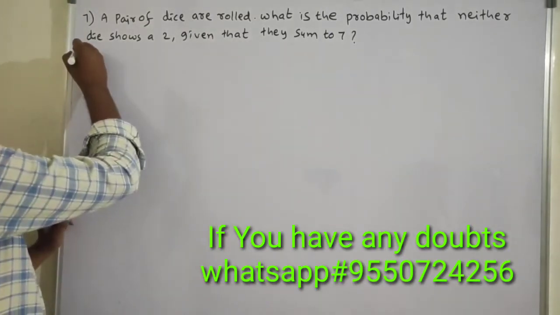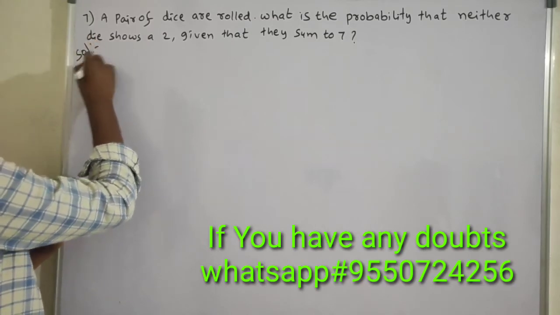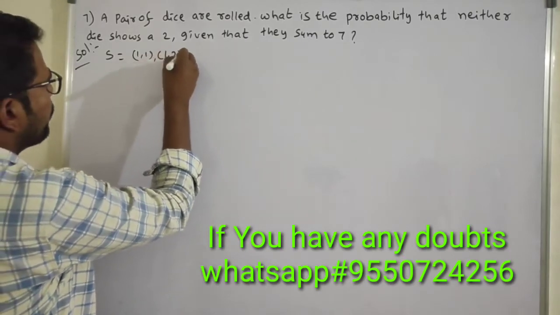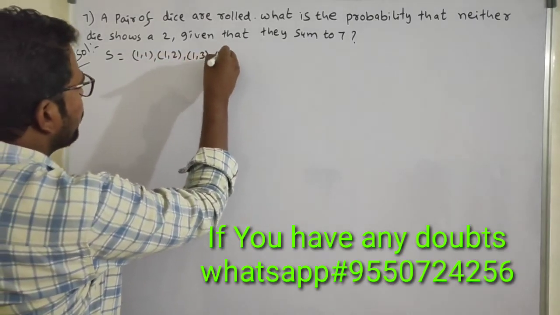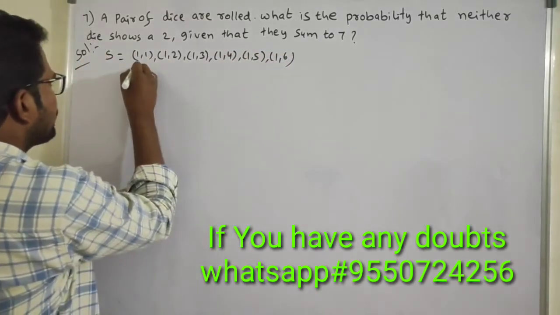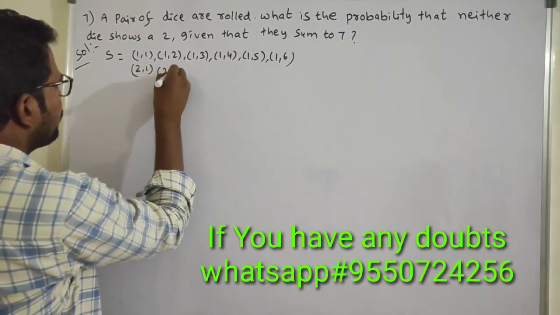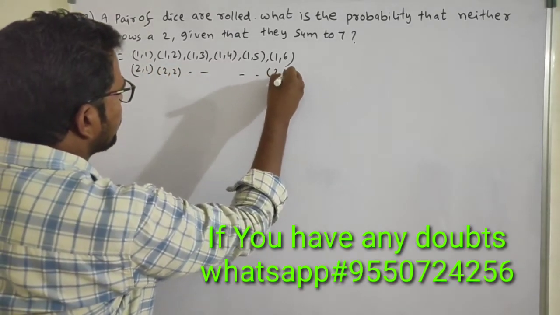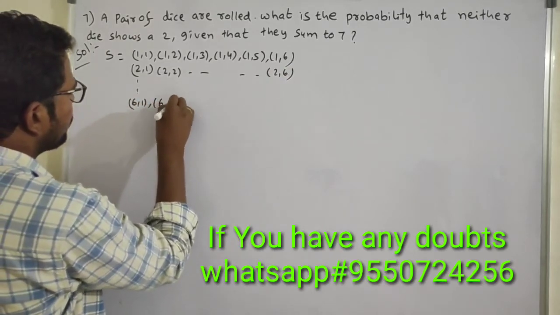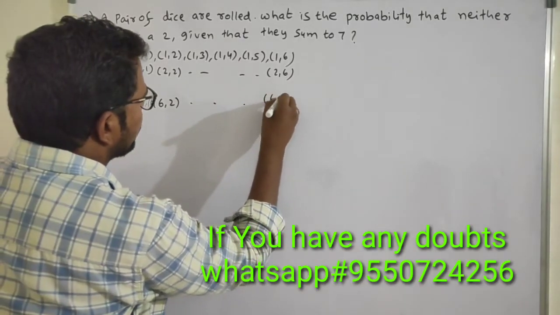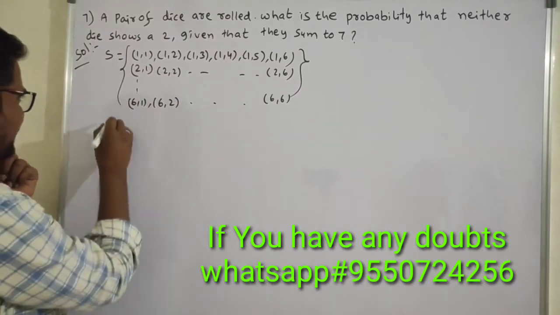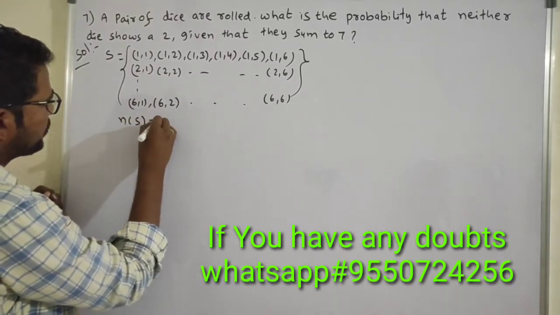So here, a pair of dice is rolled. What is the sample space? S is equal to 1 1, 1 2, 1 3, 1 4, 1 5, 1 6, and similarly 2 1, 2 2, and so on up to 2 6, similarly 6 1 up to 6 6. So in total we will get 36 results. So N of S is equal to 36.